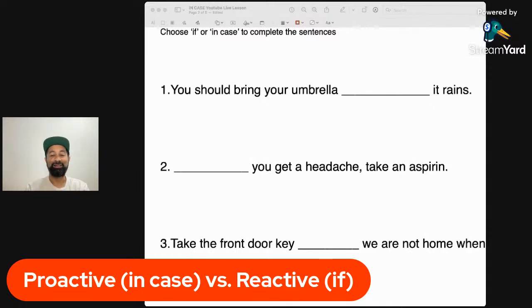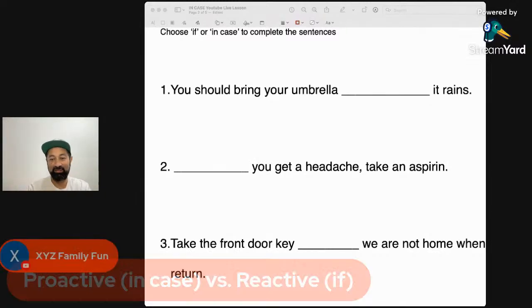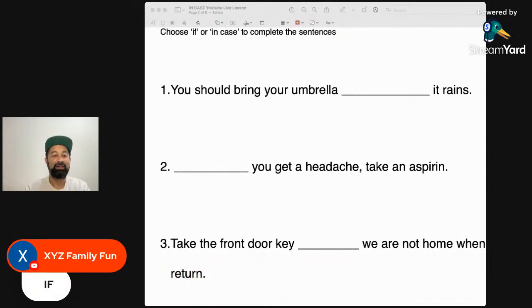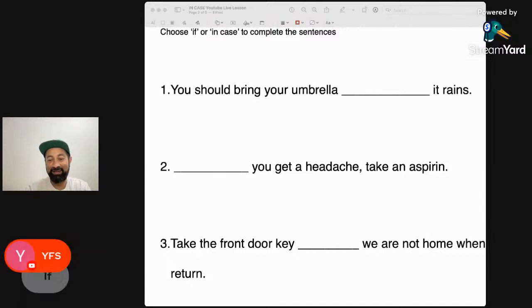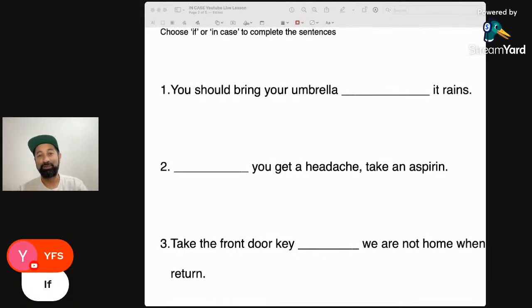Now, grammatically, if you're thinking about grammar, both are correct. But if you talk about meaning, does it make sense? Only one makes sense. XYZ, if you are correct. If you get a headache, YFS, if correct. Excellent. If you get a headache, then you take aspirin. So you have to react.